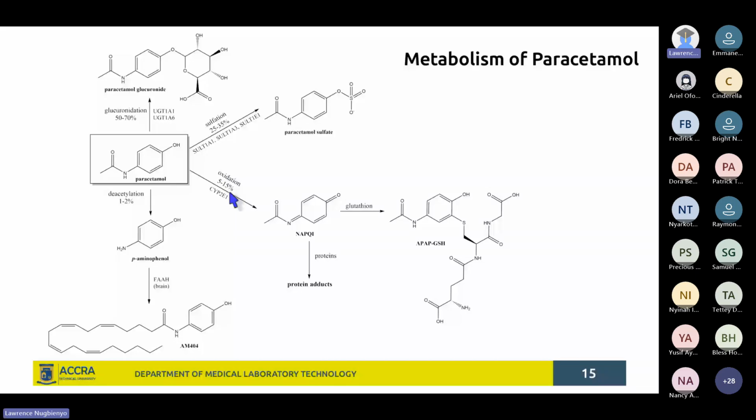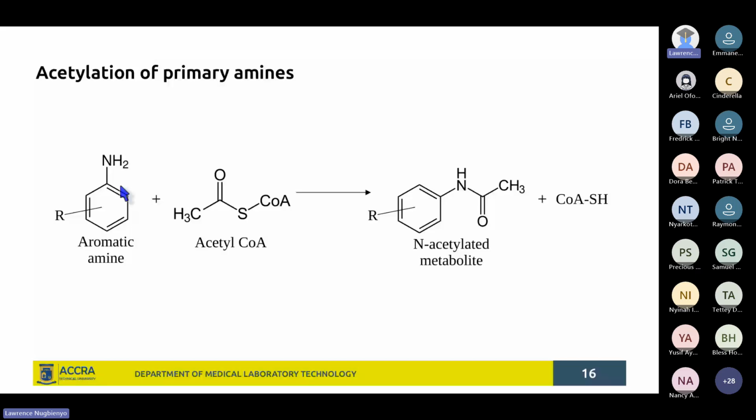Now you can have some other drugs which are what we refer to as primary amines. These are benzene rings with primary amino groups, terminal amino groups, and these can undergo acetylation. Acetylation is conjugation, so that's a phase 2 reaction. On that amine group, you now have the acetyl group binding, and the coenzyme A is cleaved off, and so you have the N-acetylated metabolite.